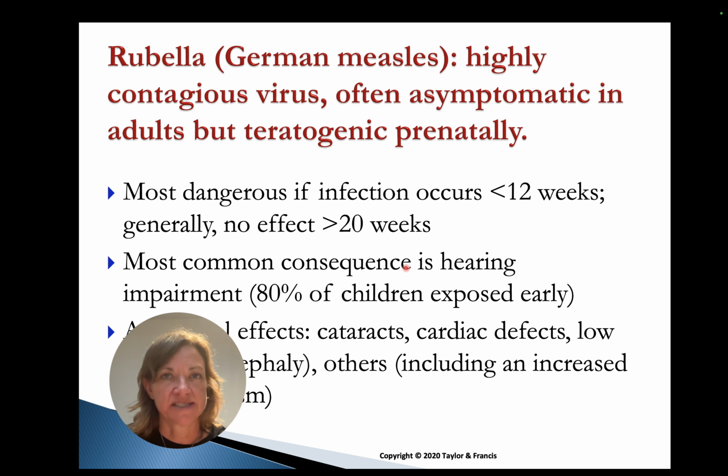So the most common manifestation of CRS is hearing impairment, and that's about 80% of children who are exposed in this early period of the pregnancy. There are additional effects, including cataracts, cardiac defects, low IQ or microcephaly, literally small head and small brain, and others, including an increased risk of autism. So rubella and congenital rubella syndrome is an excellent argument for maintaining childhood vaccination throughout the population. It protects unborn children.